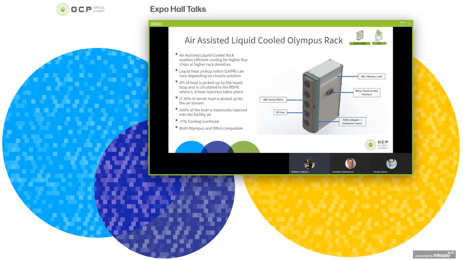The liquid heat pickup ratio can vary depending on server design, where certain percentages of the heat is circulated through the liquid loop to the rear door heat exchanger, where the remaining server heat is picked up by the air flowing through the server in a more traditional air-cooled fashion. Ultimately, 100% of the server heat is rejected into the facility air.